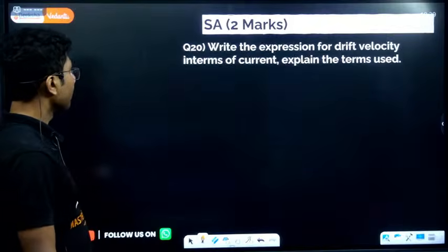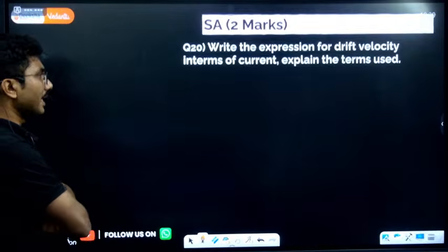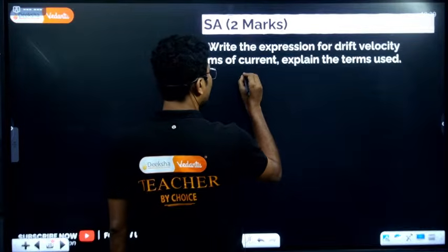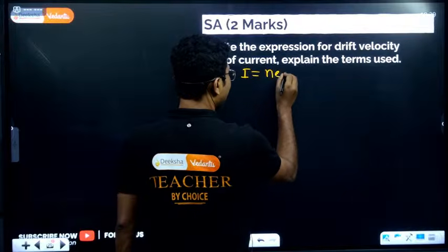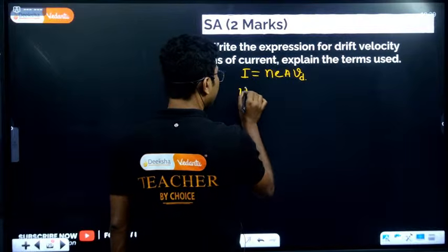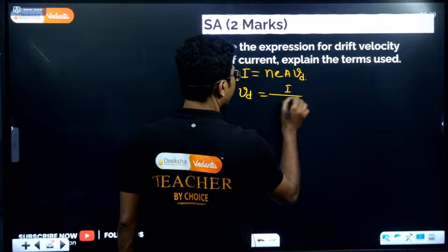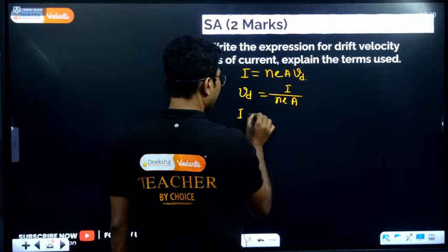Next, write the expression of drift velocity in terms of current. Explain the terms used. Super easy question. We know that current is given by I = neAv_d. So v_d, or drift velocity, is given by I upon nEA. What is I? I is current.